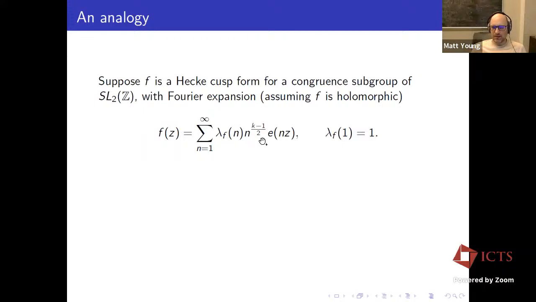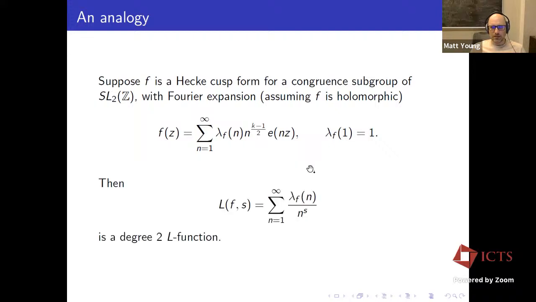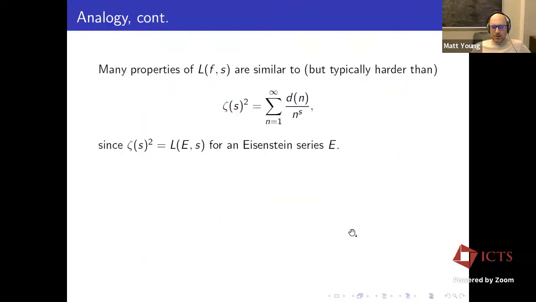I like to use lambda f of n times n to the (k minus 1) over 2 as my Fourier coefficients. The lambda f of n's have the property that they're bounded by the divisor function using Deligne's bound. Let's also Hecke normalize it so that lambda f of 1 is equal to 1. Then you take this Dirichlet series with these coefficients, lambda f of n over n to the s, and this is a degree 2 L-function, and if f is a cusp form, then this is an irreducible L-function. It does not factor into degree 1 L-functions.